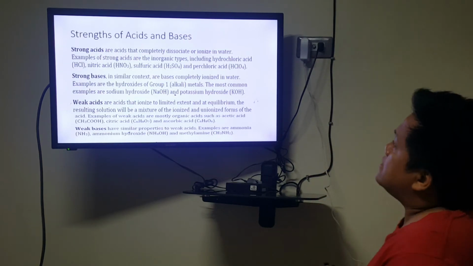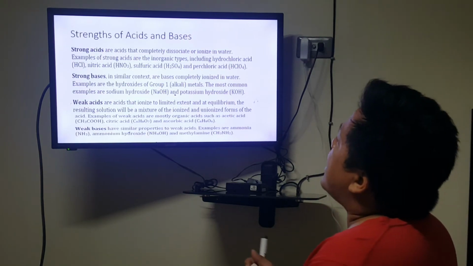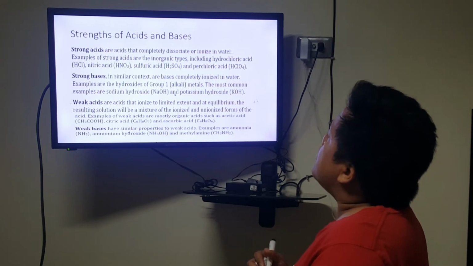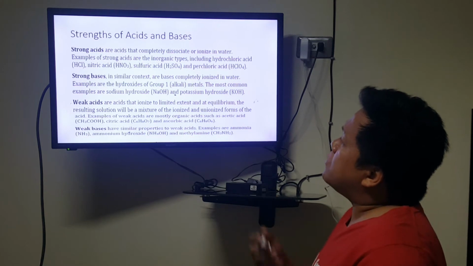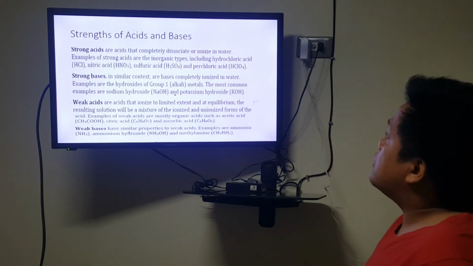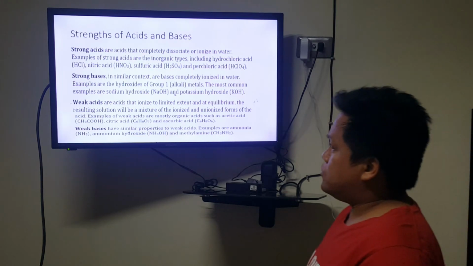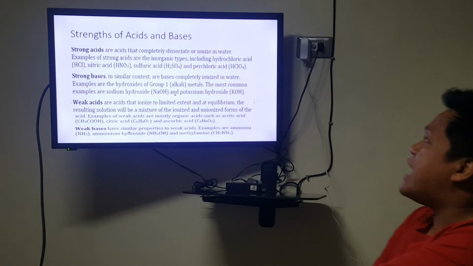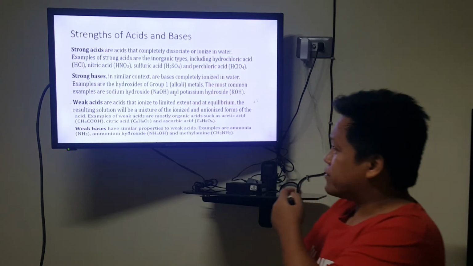Strength of acids and bases. Strong acids are acids that completely dissociate or ionize in water. Examples of strong acids are the inorganic types, including hydrochloric acid. Strong bases, in similar contexts, are bases completely ionized in water.